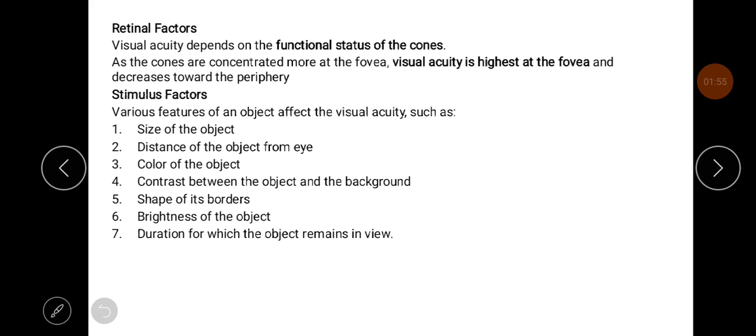Retinal factors depend on the functional status of the cones. As the cones are concentrated more at the fovea, the visual acuity is highest in the fovea and decreases as you go towards the periphery.